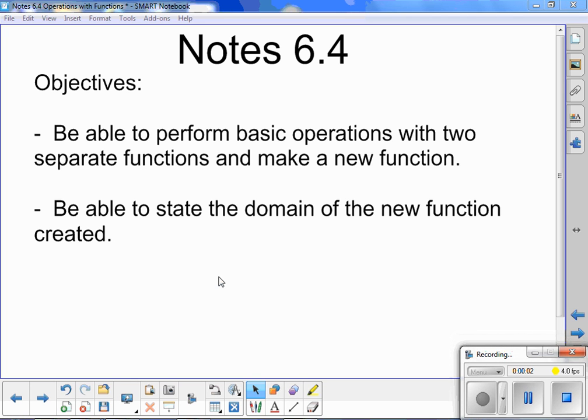All right, here are your notes 6.4. I think in my fourth or fifth period, I said 6.3, but this is actually 6.4 notes.